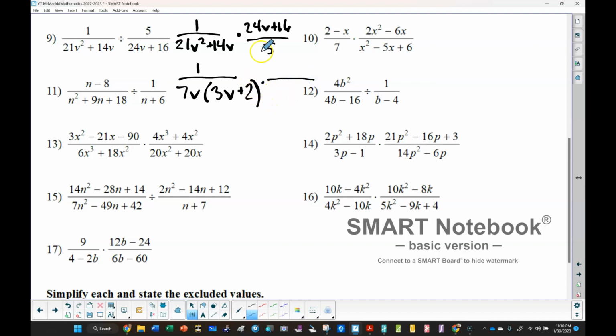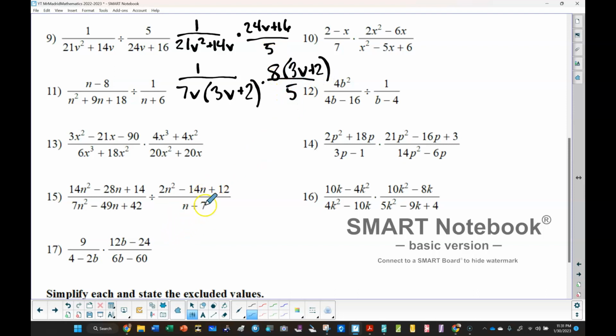Okay, now same thing up here. I look at these two terms and the biggest that goes into each one is 8. Can I take out a v? Maybe from here, but not here, so no. Okay, this is the greatest common factor. And in here I'm left with 3v, and here I'm left with a plus 2. And down here just a 5.